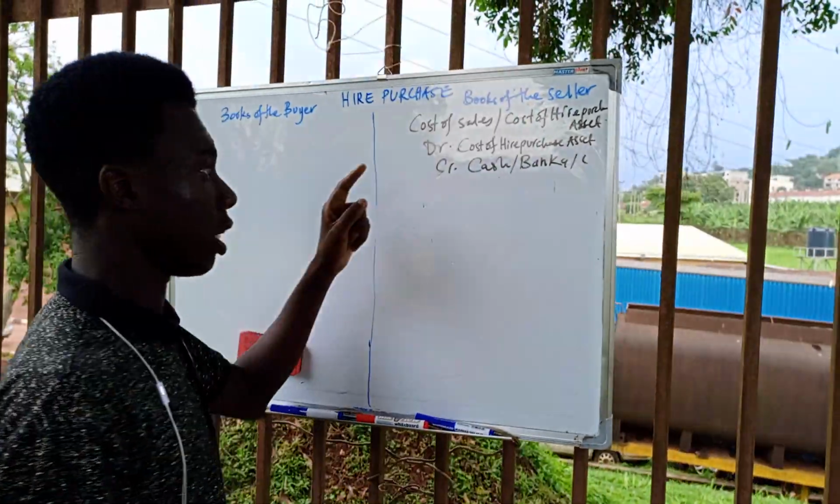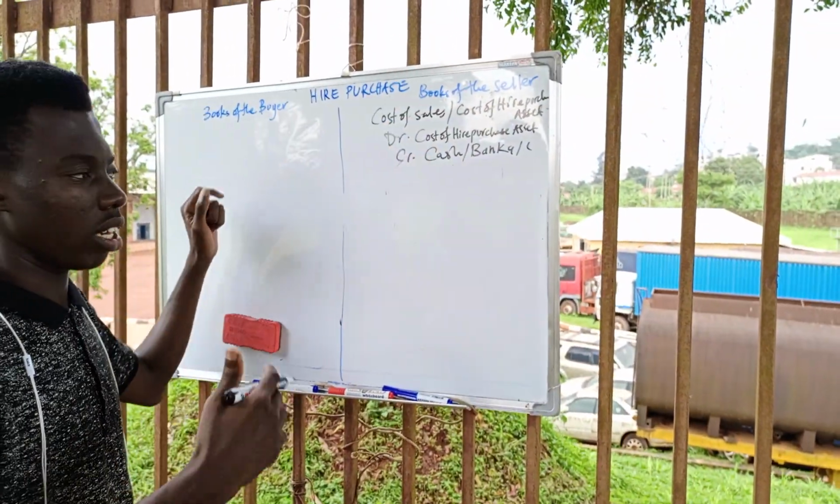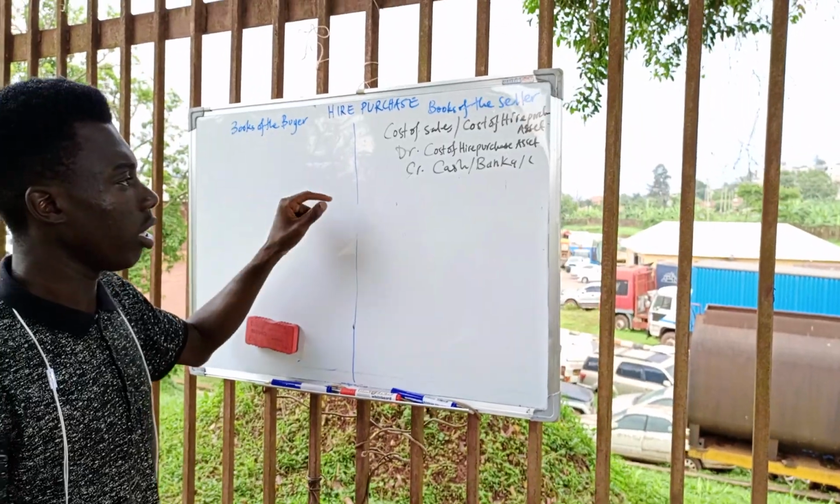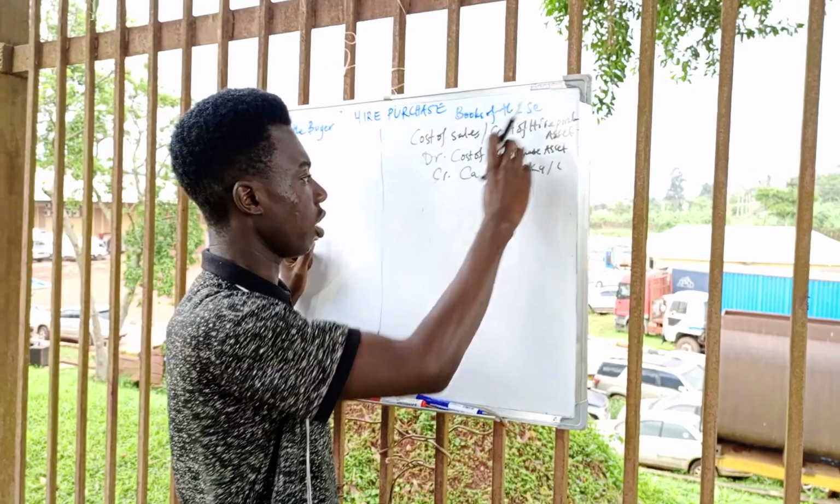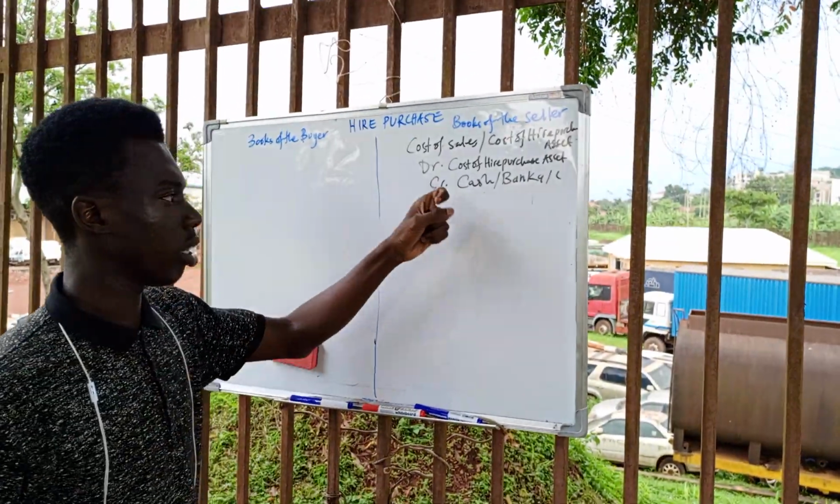So initially, this guy must have bought that asset and is hiring it out to the buyer, meaning that we have to recognize purchases increasing by debiting them. We call it cost of hire purchase asset. Then we credit our cash because you are losing money to get these assets.